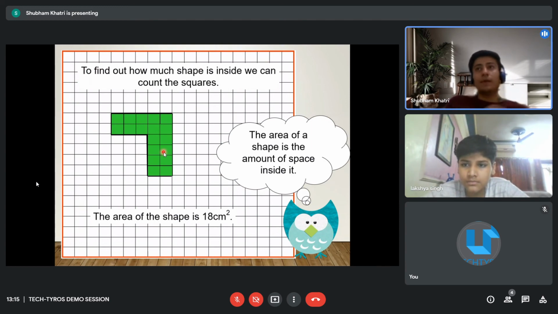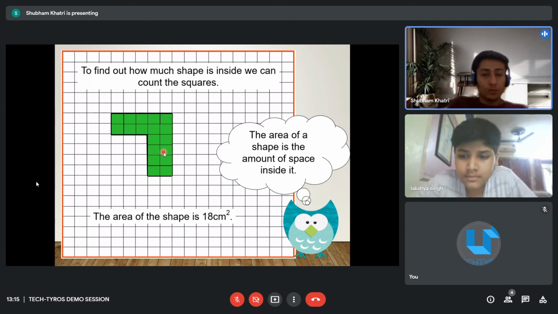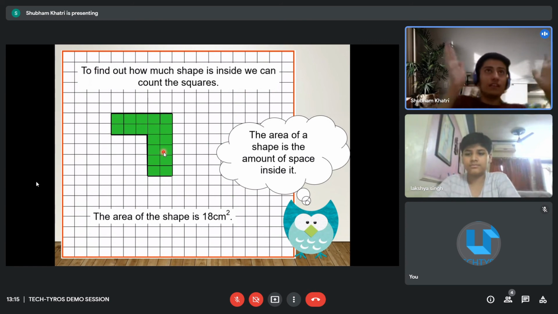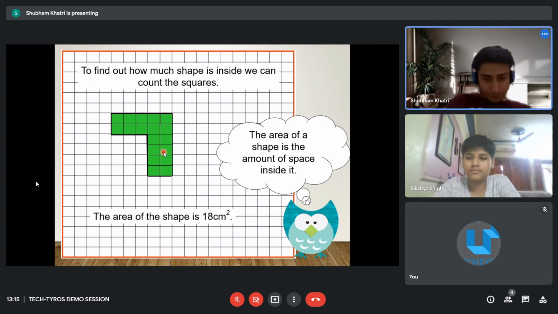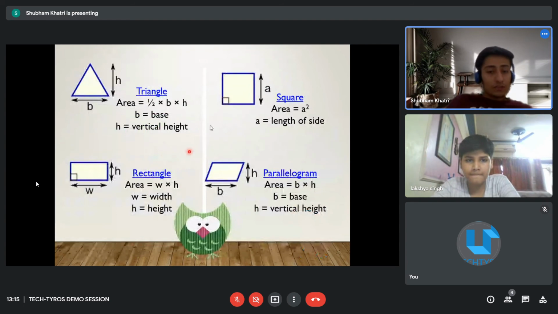In a real-life example, if you are in your room, there might be marbles on your floor. The number of marbles required to cover the room is the area. We calculate the area of one marble and multiply by how many marbles are there. Or if you want to paint your wall, we calculate the area. That is what area is.